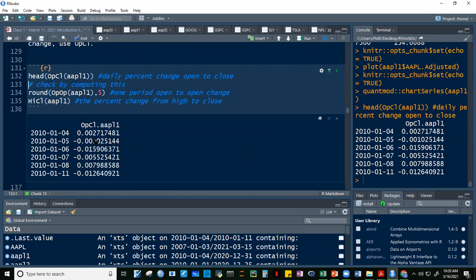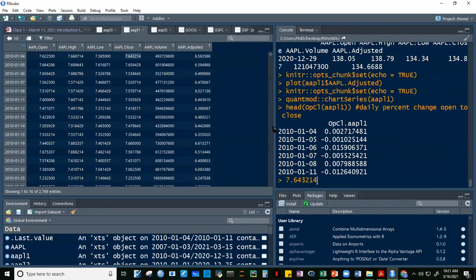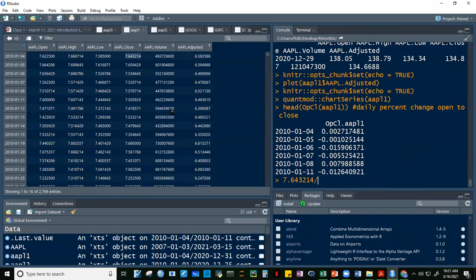Let's try. So, January 4, where did this 0.0027 come from? Let's go to Apple 1. January 4, what was the opening? 7.6225. What was the closing? 7.634. So, how do we get the percentage change? Let's copy this, the closing, Control C. I'm going to compute that in the console, divided by the opening. Control C, Control V, and then minus 1 to convert it into percentage.